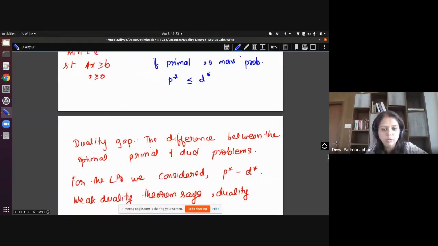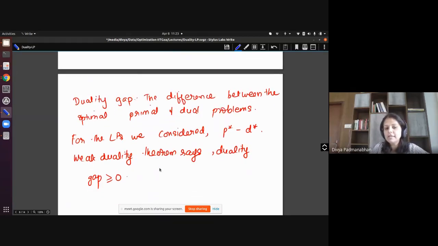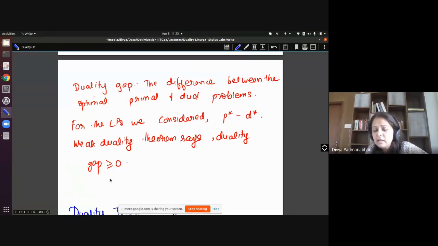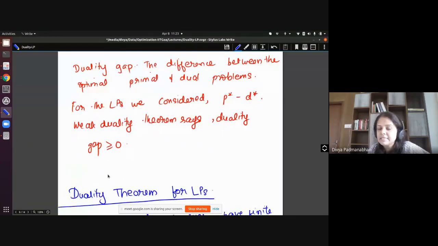That's called the duality gap. It's the difference between the optimal values of the primal and the dual problems. For these LPs, with the primal as a minimization form, the difference P star minus D star is what is called the duality gap. What the weak duality theorem says is that this duality gap is always greater than or equal to 0. But what we want to investigate further is, can it be equal to 0?